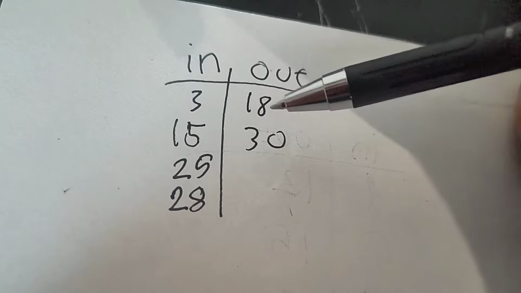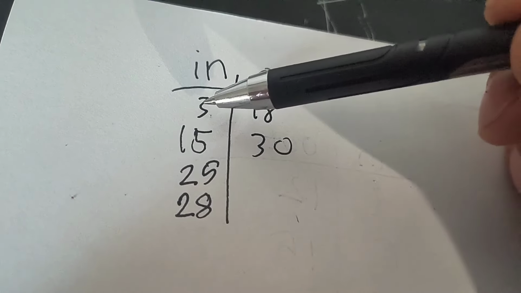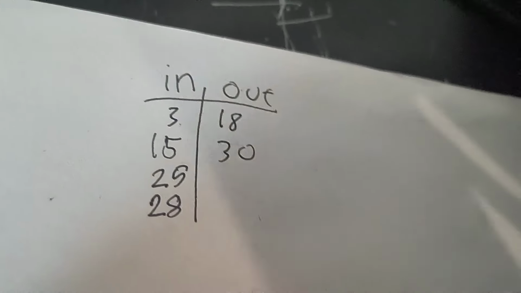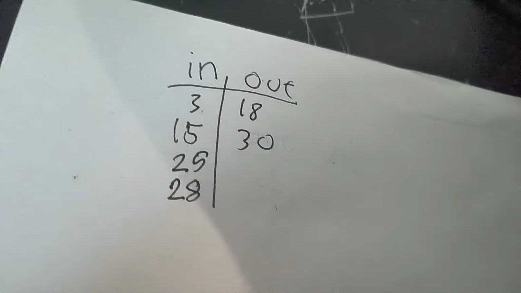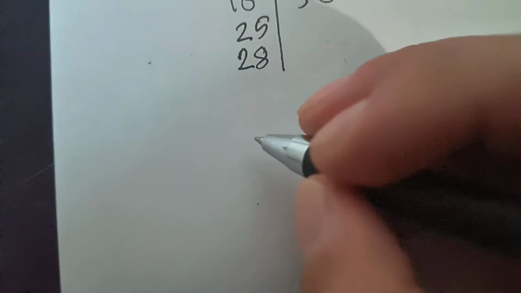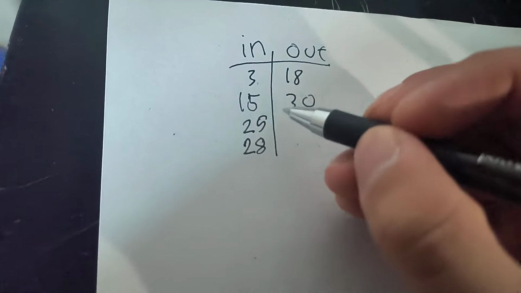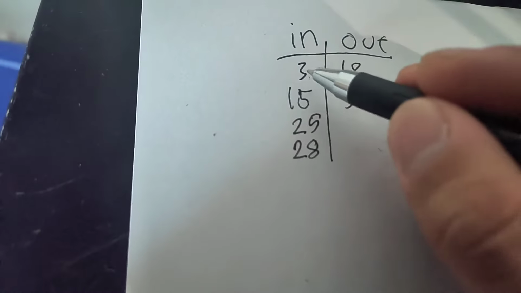And these are the outputs. See that they're increasing. It goes from 3 to 18 and 15 to 30. The output numbers are larger, so we might be dealing with an addition rule where we add something to the input to get the output. We could check if this is an addition rule by subtracting the input from the output.